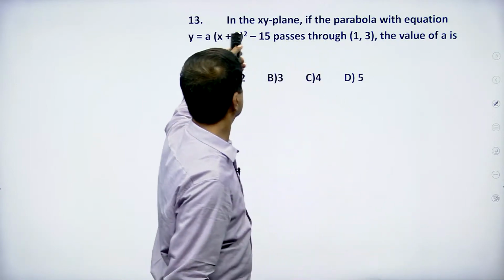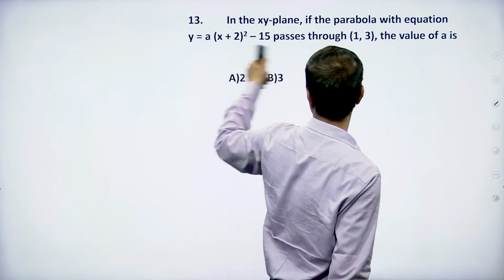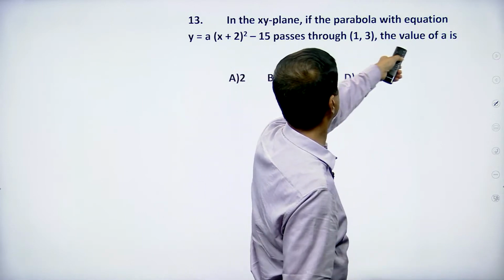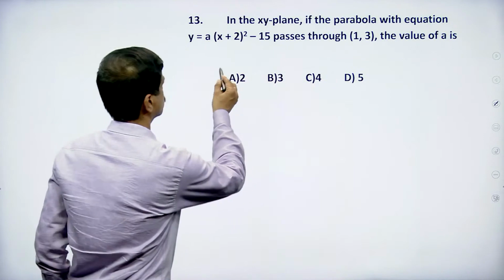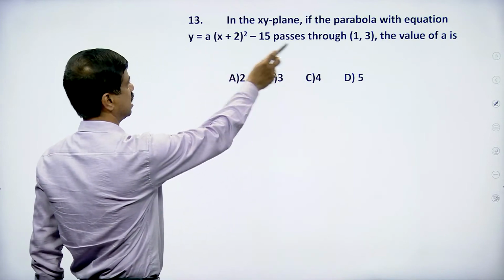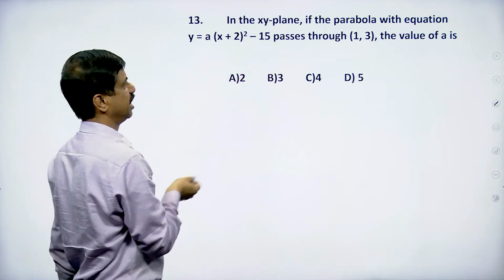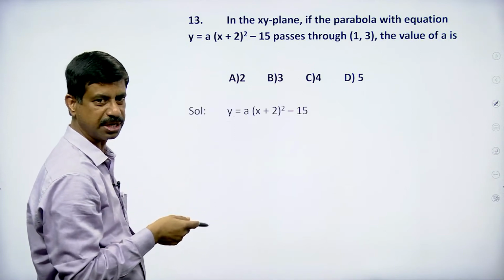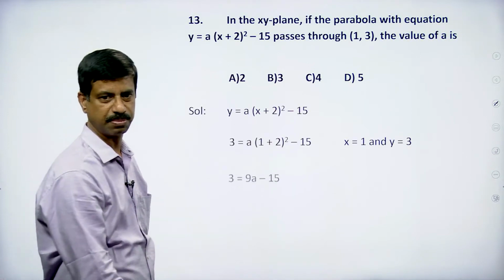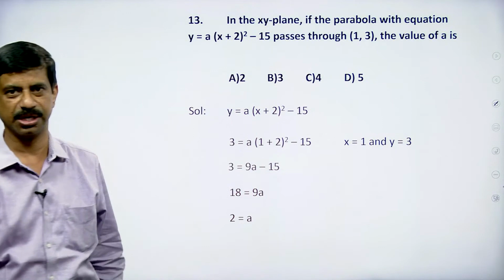So now in the xy plane, if the parabola with the equation passes through (1, 3), what is the value of a? So simply in place of x you should write 1, in place of y you write 3, you will get the value of a. I think there is nothing for us to solve here. You can just note it. Please note it fast. Quick.